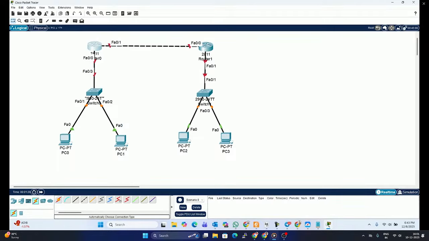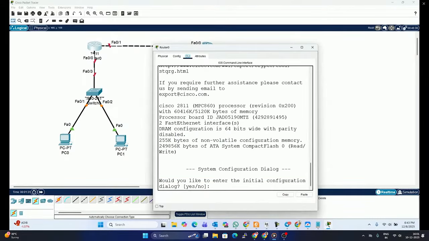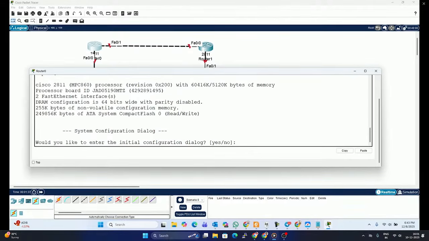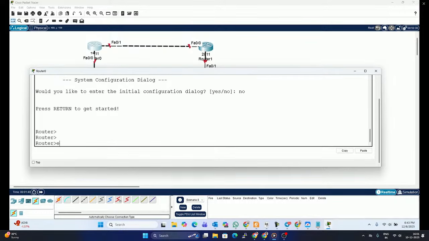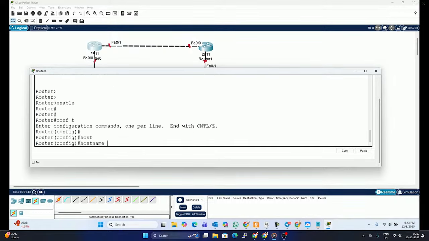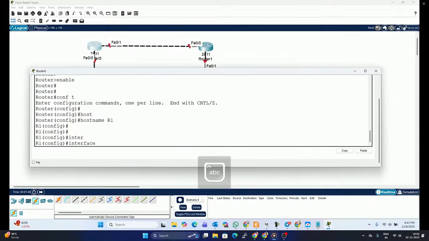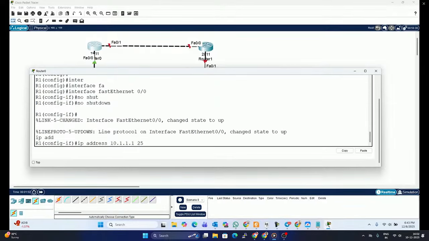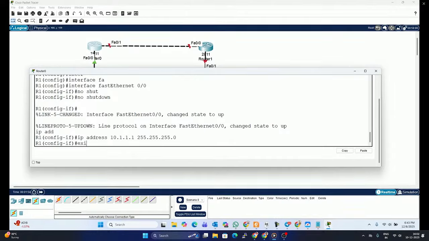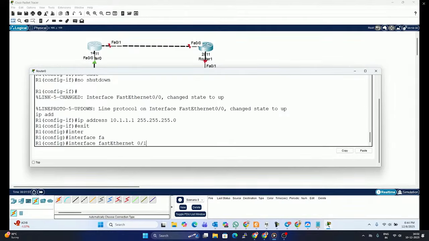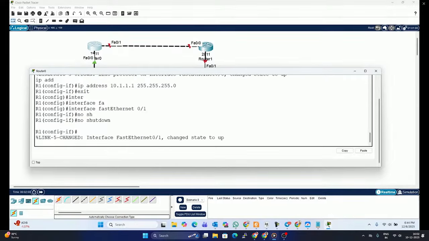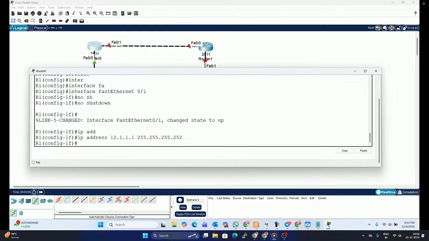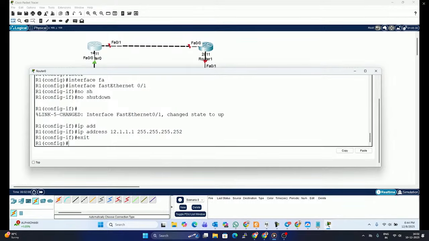We have the IP requirements. Let's say this is R1. On this R1, we'll configure two IP addresses. Configuration mode, hostname R1, interface F0/0, no shutdown, IP address 10.1.1.1, 255.255.255.0. The F0/1 is connected between R1 and R2, so the IP address is 12.1.1.1. We can configure /32 as well, because it's only point-to-point connectivity.